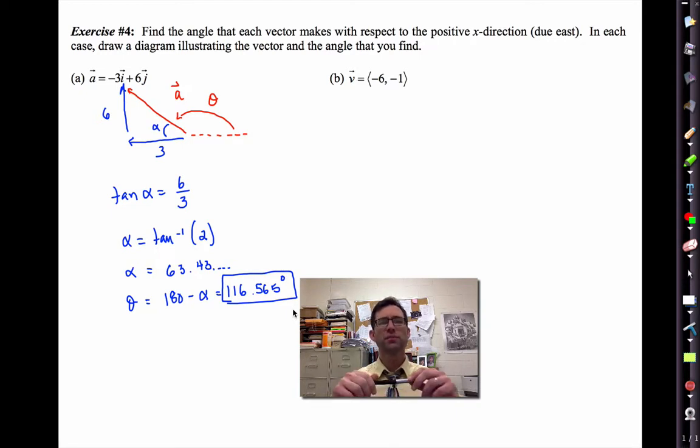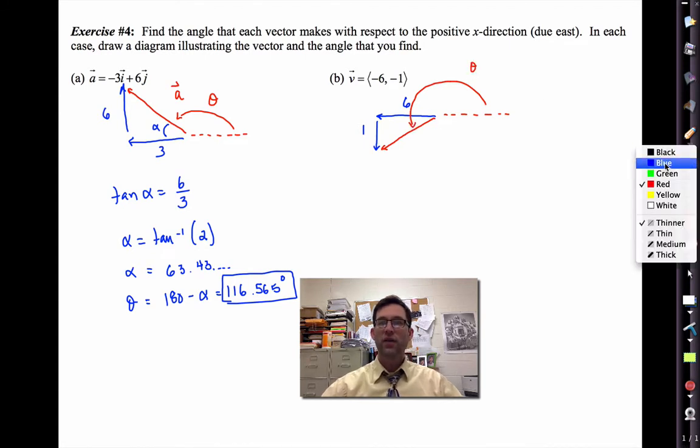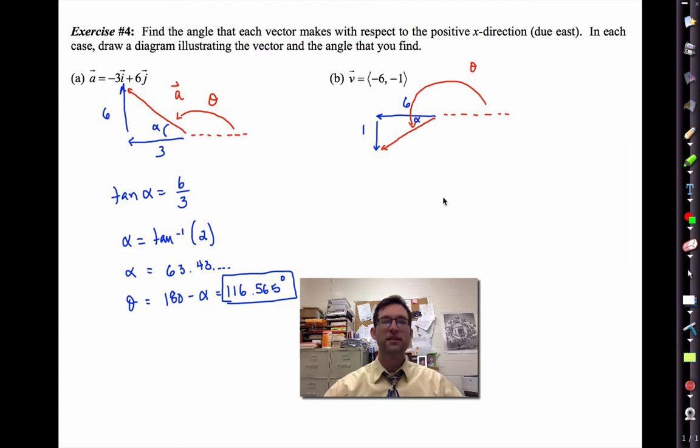All right, I'm going to give you one more chance to pause the video in case you were still a little bit unsure. Pause the video now and work on letter B if you haven't already. Okay, let's do it. In this case, we have a vector that has both a negative x component of 6 and a negative y component of 1. So the vector that I care about is this. The angle I want is this. And the angle that I'm going to actually find to begin is this.